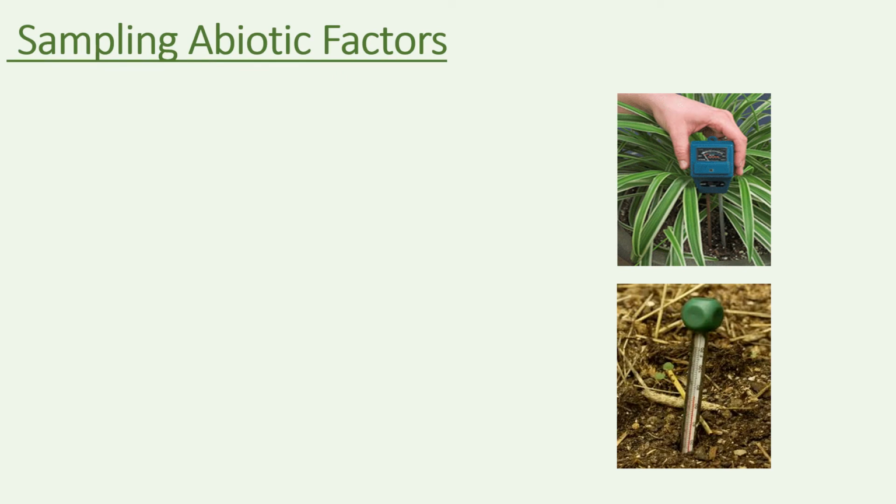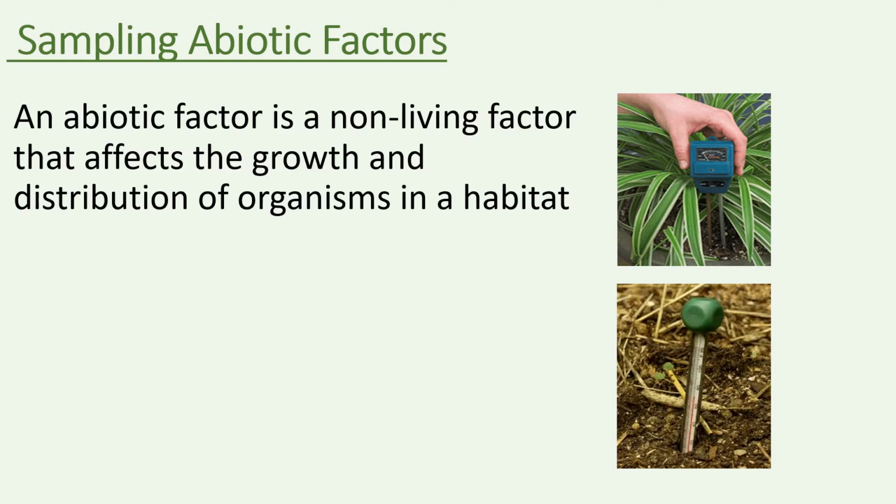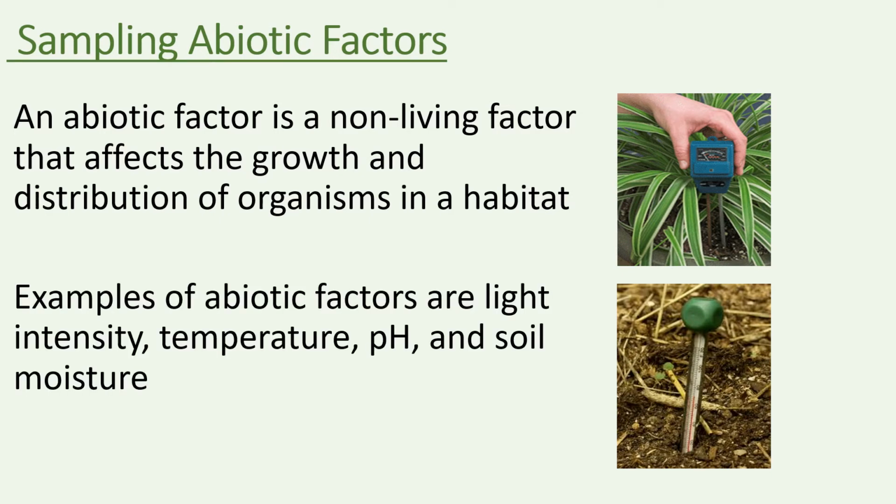Now we're going to look at sampling abiotic factors. Can you remember what an abiotic factor is and give examples of it? Pause the video and try to write down what an abiotic factor is and what examples there are before I go over the answer. So the answer is that an abiotic factor is a non-living factor that affects the distribution of organisms in a habitat. And examples include light intensity, temperature, pH, and soil moisture.